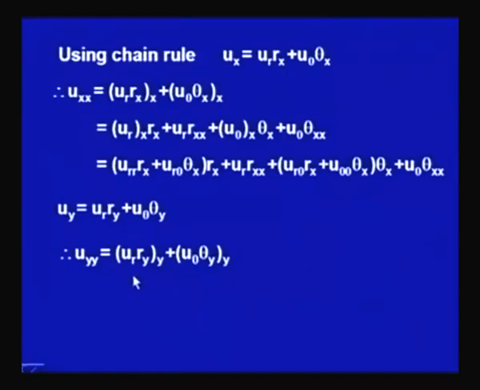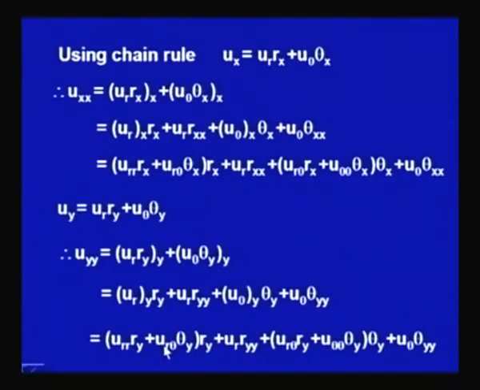Again using the multiplication rule of differentiation, we get the derivative of u_r with respect to y into r_y plus u_r times the derivative of r_y with respect to y, that is r_yy. In the similar manner, the derivative of u_theta with respect to y times theta_y plus u_theta times theta_yy. Again using the chain rule for the derivative of u_r with respect to y, we get u_rr r_y plus u_r_theta theta_y into r_y plus this term as such u_r r_yy, and for this again using the chain rule, u_r_theta r_y plus u_theta_theta theta_y times theta_y and this term u_theta theta_yy as such.